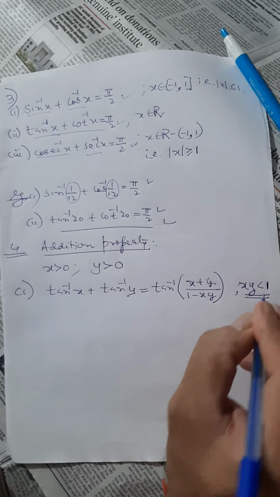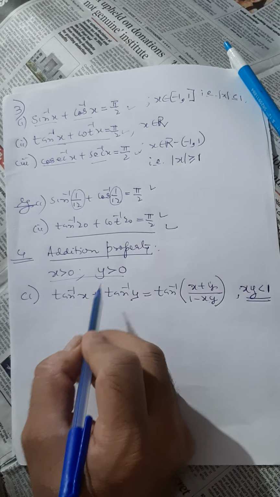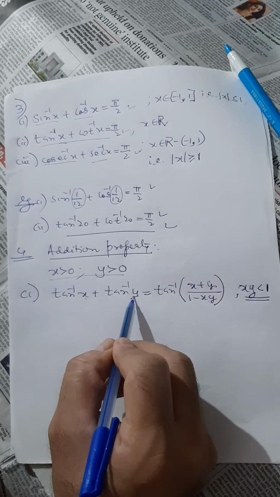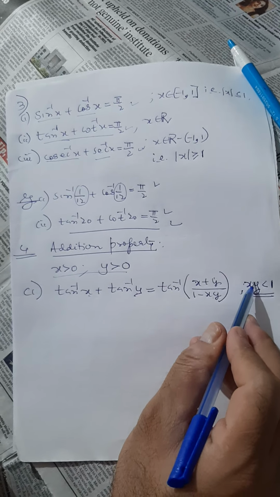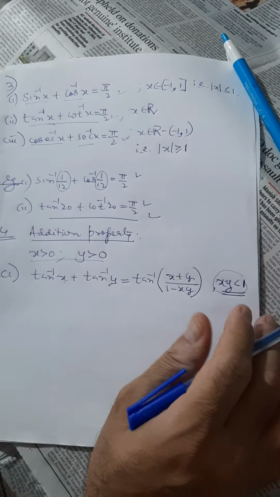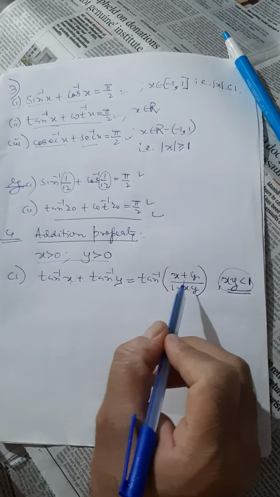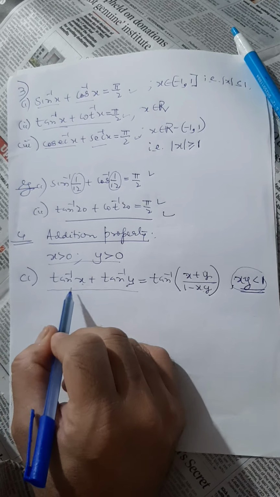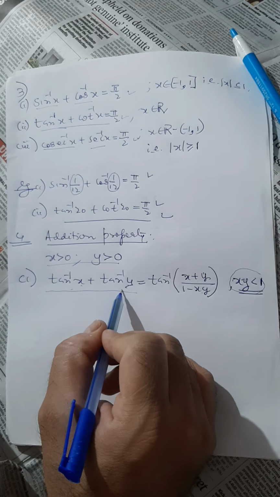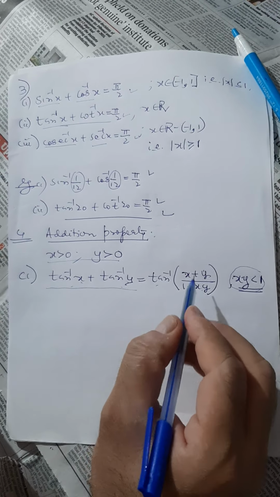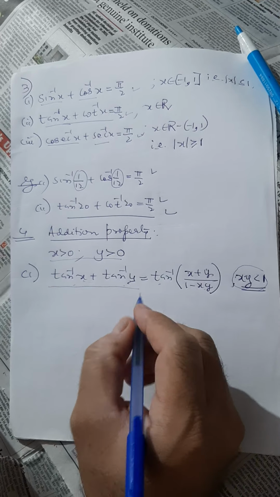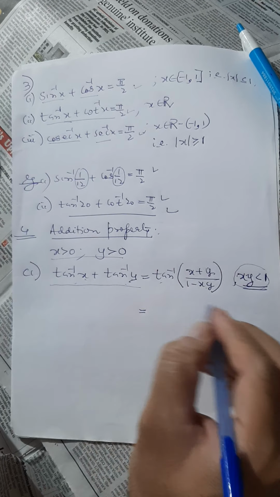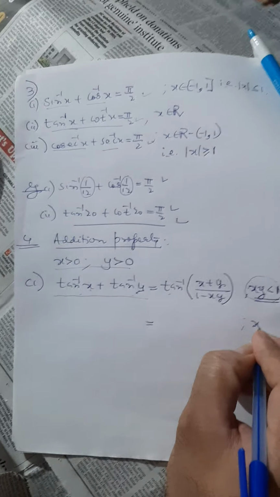It should be less than 1. Both should be positive, but the product of these two, x and y, should be less than 1. It's a theorem, it can be proved, but the proof, as you know, we are not giving. We just state it. Tan inverse x plus tan inverse y equals tan inverse of x plus y upon 1 minus xy. Now the question arises, if xy is more than 1, then what?